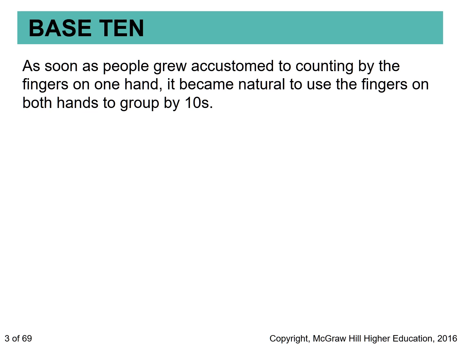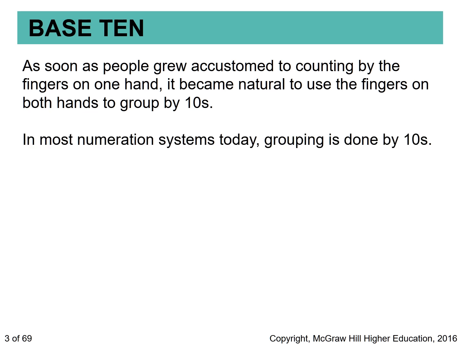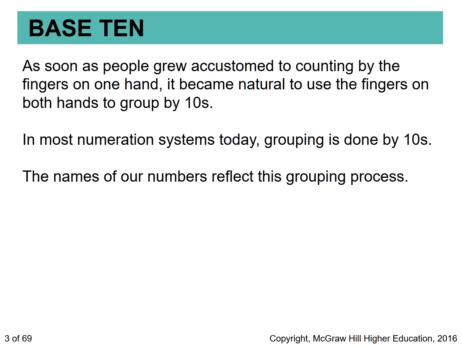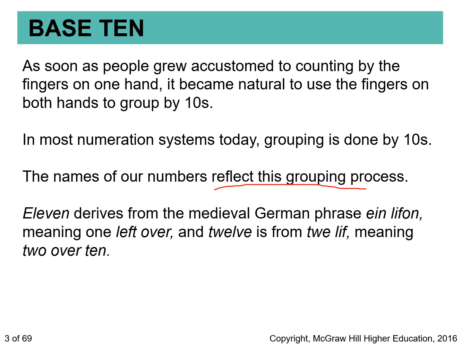Now, because we have 10 fingers, it's really easy for us to regroup by tens, which is the number system that we grew up with. And in most numeration systems today, grouping is done by tens. And because it's grouped by tens, the names of our numbers reflect the grouping process. So here's a couple examples. I thought these were neat.